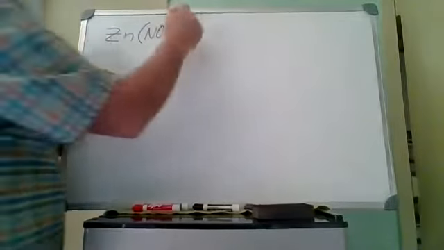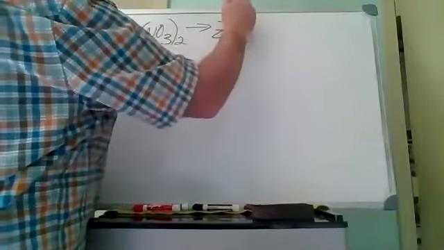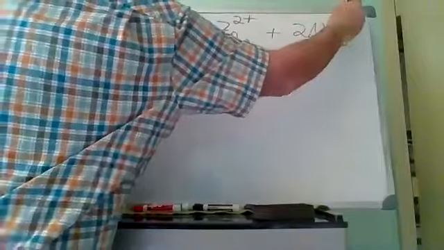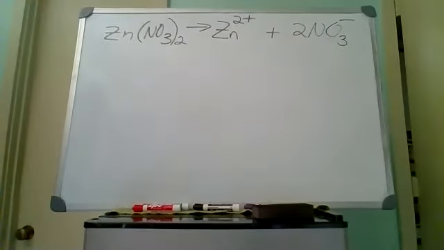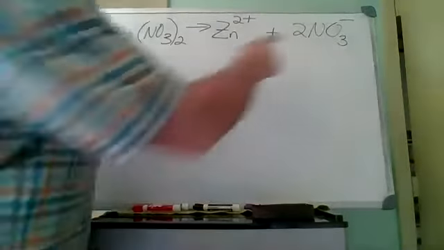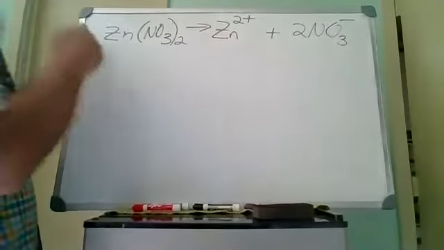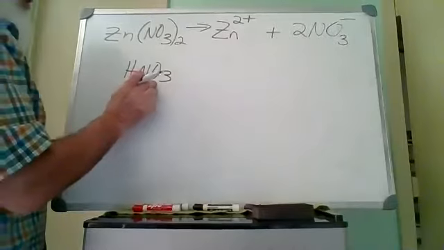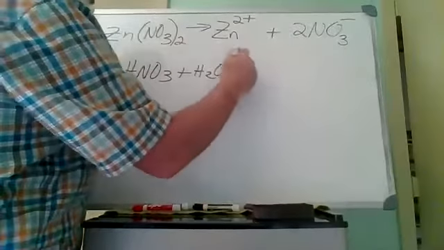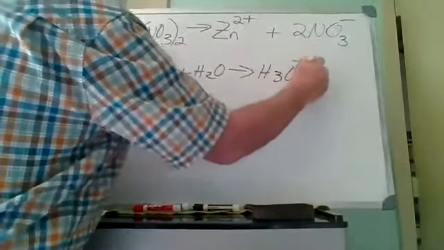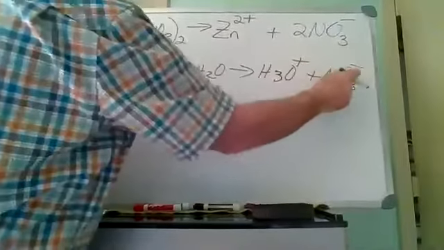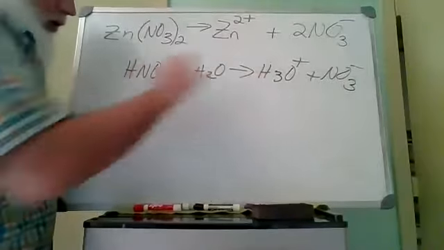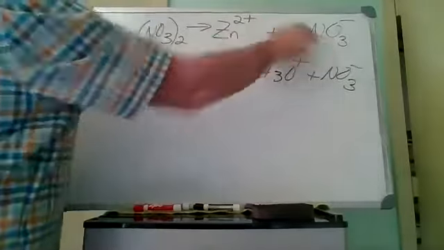All right, and we put this into solution, and we're going to get Zn2+ and 2 nitrate anions. Now this is the conjugate base of a strong acid, HNO3. Right? This is a strong acid. It reacts with water, a one-way street, to give us hydronium ion plus nitrate anion. So this does not react with water. The reaction only goes in that direction, so this is not going to react at all.